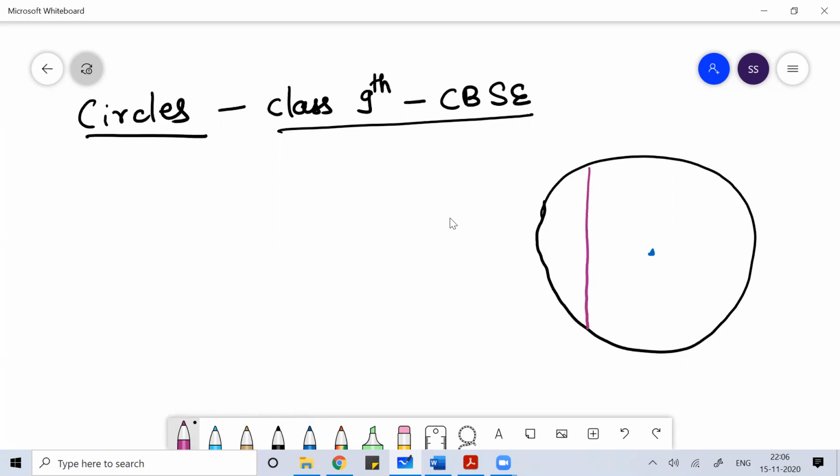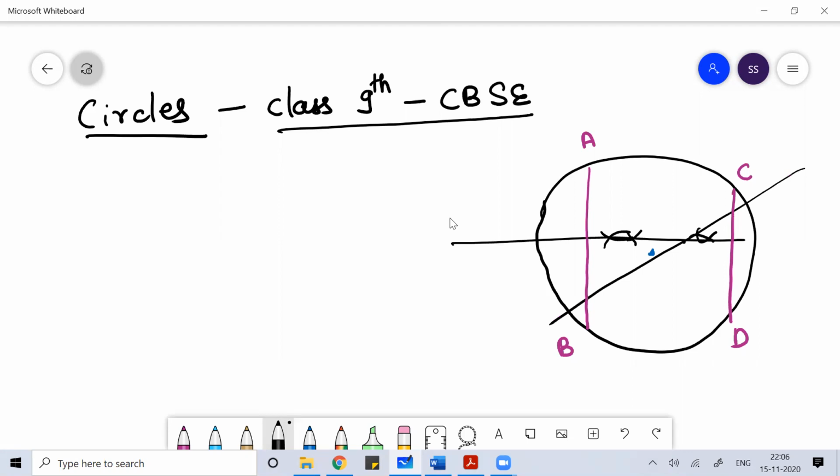chords. Draw any chord, suppose there's a chord called AB, suppose there's a chord called CD. So draw the chords, and then use a rounder and try to draw the perpendicular bisectors. If you draw the perpendicular bisectors for these chords, the point where the perpendicular bisectors of these chords intersect would be the center of the circle.